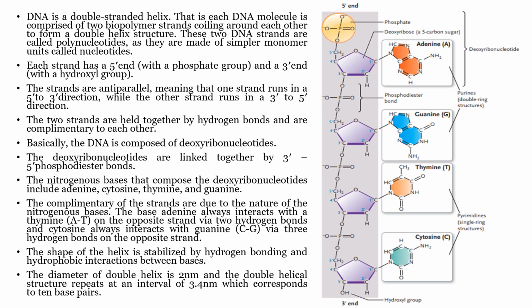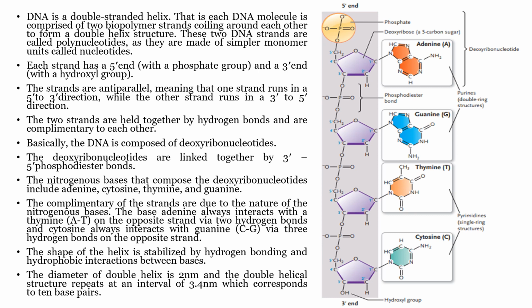The nitrogenous bases that compose the deoxyribonucleotides include A, T, C, G: adenine, thymine, cytosine, and guanine. The complementarity of the strands is due to the nature of the nitrogenous bases. The base adenine always interacts with thymine on the opposite strand via two hydrogen bonds, and cytosine always interacts with guanine on the opposite strand via three hydrogen bonds.